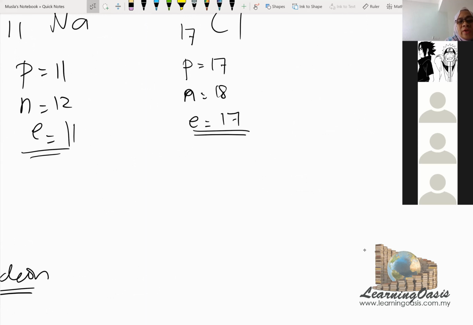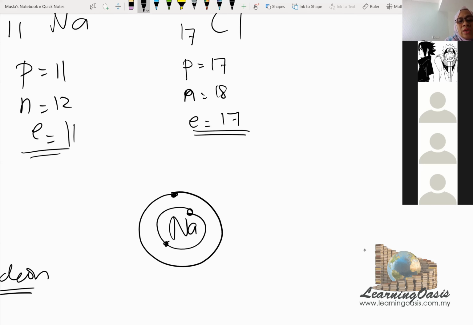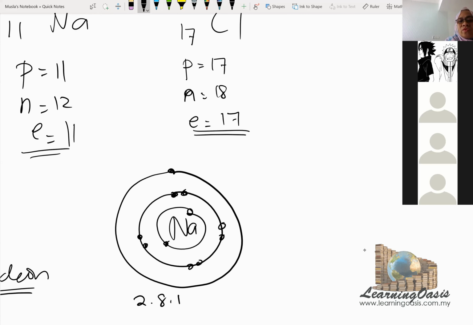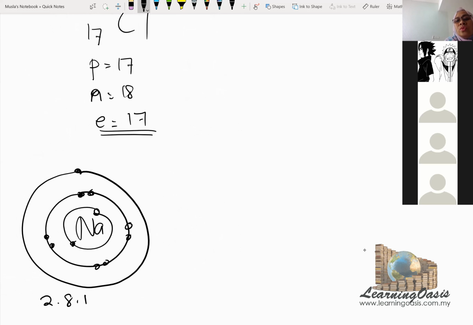Right, so if I give you sodium, and then the maximum for the rest is 8. 1, 2, 3, 4, 5, 6, 7, 8. 2 plus 8 and 1. Right, so 2, 8, 1. This is the electron configuration for sodium. Right. And then if I say chlorine is 17, so 2, 8, 7.